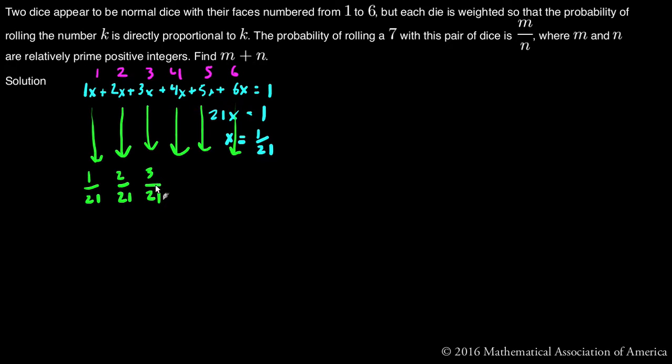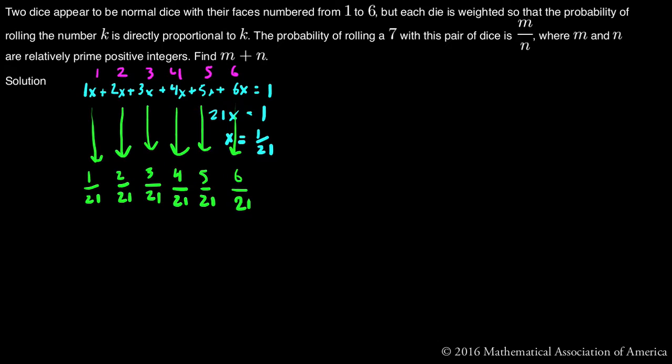I could do 1/7 here. I just have to do a little bit more fraction work later on. Probability of 4 is 4 out of 21, 5 is 5 out of 21, and 6 is 6 out of 21. Same here. I could reduce this, but I'm going to have to get a common denominator later anyway.